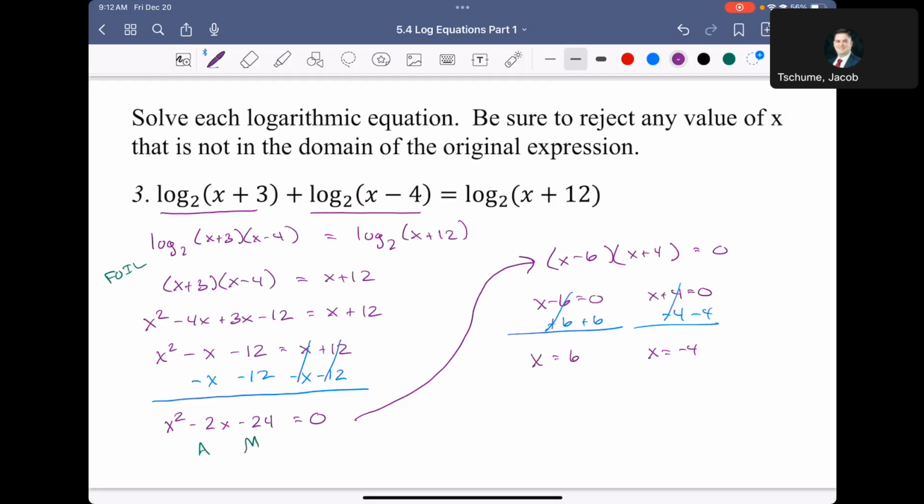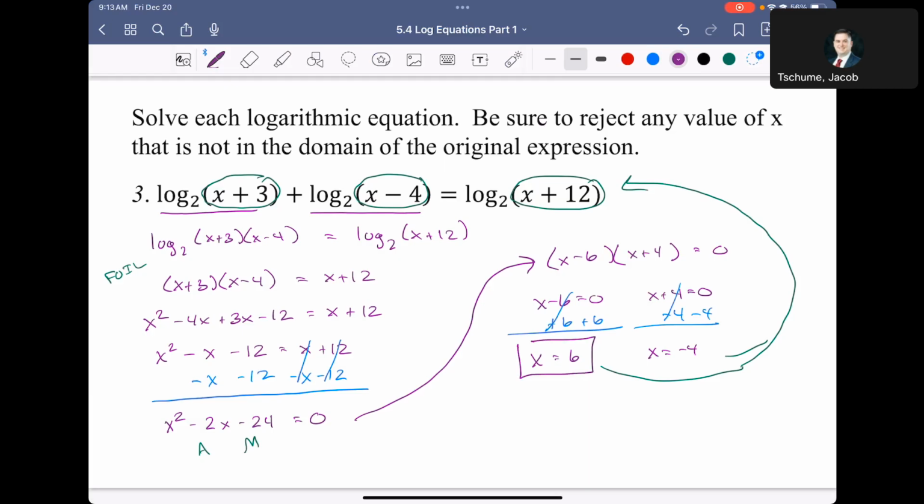Now, once again, I don't know if either one of those answers is good. So what you're going to now have to do is go back to the original problem. And I'm going to circle them again. You need to make sure that when you plug these two answers into all of these three circles, they have to give you a positive answer on all of them. If any of them are negative, we will have to cross them out. So let's start with 6. If I plug 6 into all of those, 6 plus 3 is a positive number. 6 minus 4 is a positive number. 6 plus 12 is a positive number. Your answer is x equals 6. That's one of your answers.